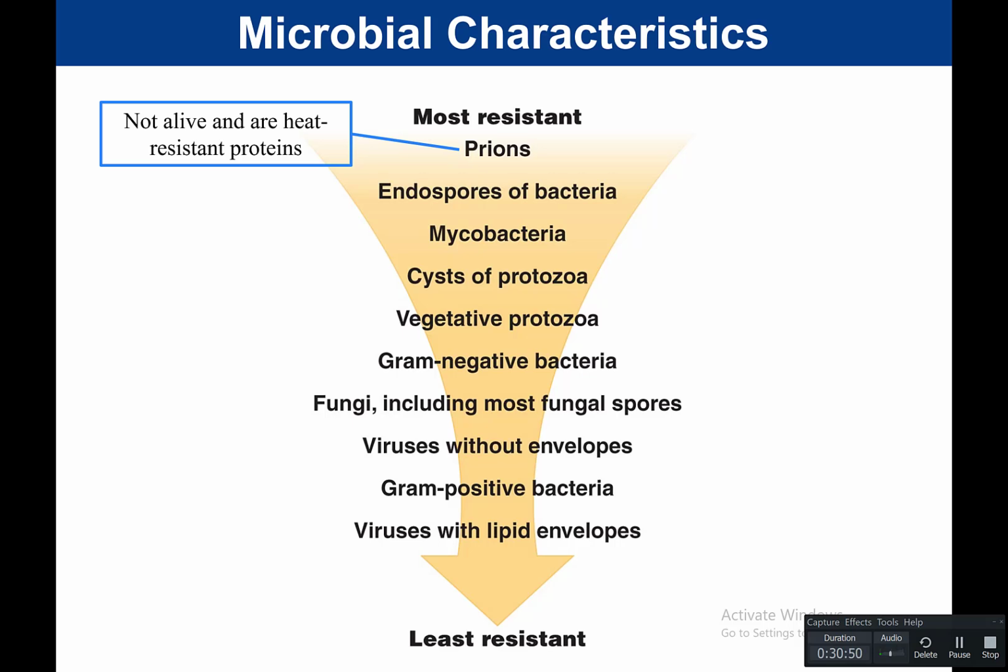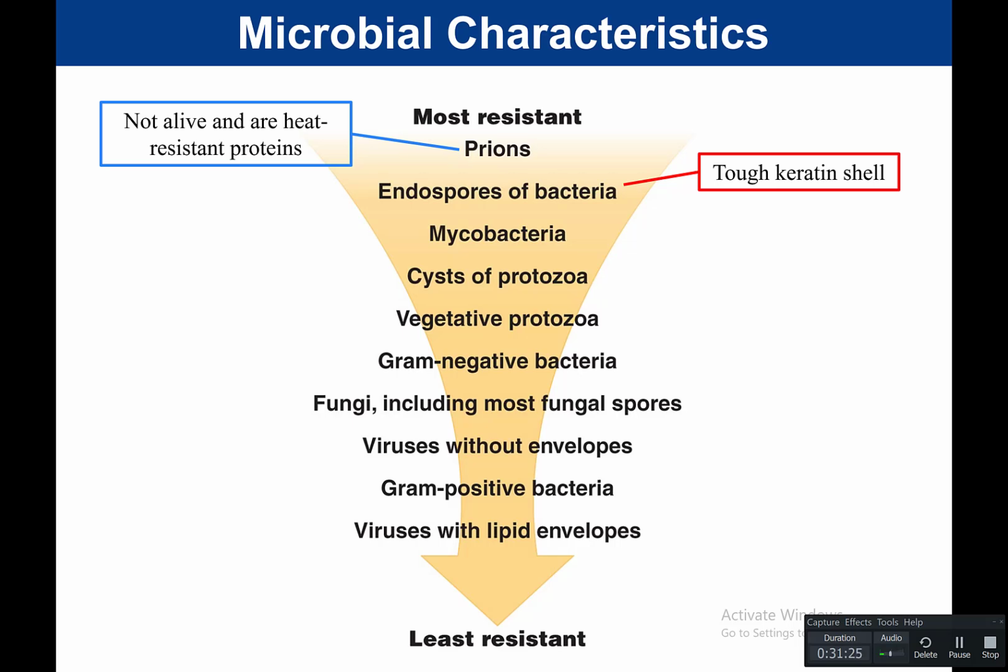Next on our list of most resistant would be our endospores. And remember that that's because endospores have that tough keratin shell. Remember that that keratin is a tough structural protein that's also found in skin. And this is why bacteria produce endospores, because they're going to produce them in response to a harsh environment. And so they're resistant because of their tough keratin shell.